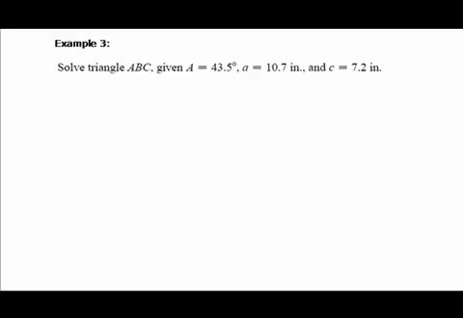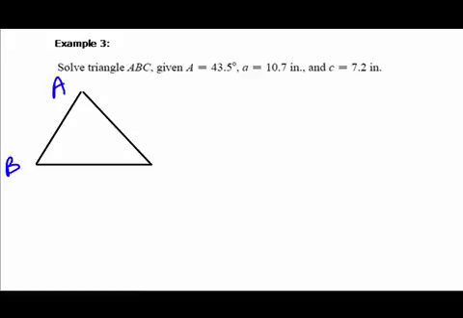Example 3 says solve triangle ABC given the following information. So we'll start with a picture. A, B, C. A is 43.5, 10.7 and 7.2 for C. And with the information that we have right now, we really don't have a choice. We got to find angle C first.